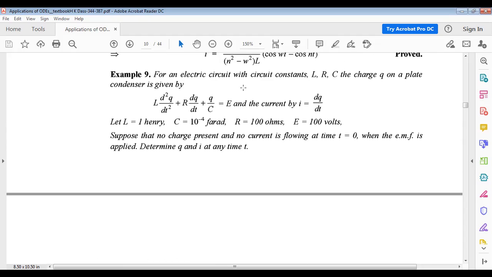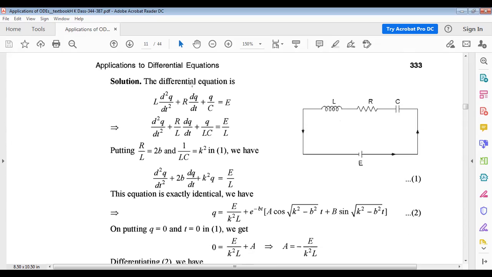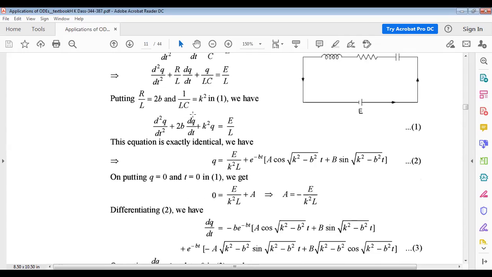Actually, this solution will be as in the previous example we have studied. In the differential equation, dividing by L on both sides, R by L equals twice b, and 1 by LC is equal to k square. Then this is a linear differential equation. Now applying the constant coefficient method, we get Q equals what? This is the complementary function, and this is the particular integral. Remember it.